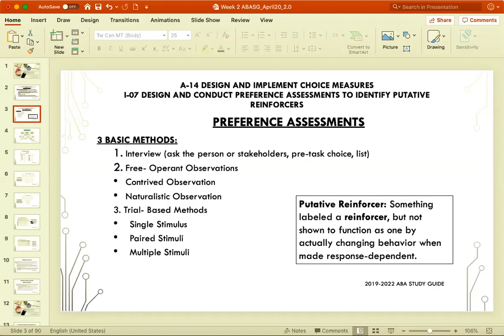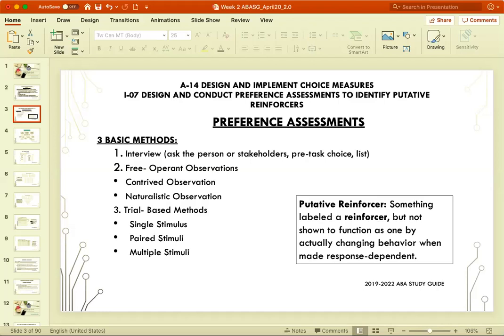Then we also have free operant assessments, which are contrived and naturalistic. And then we have trial-based methods: single stimulus, paired stimulus, and multiple stimulus. A putative reinforcer, just a little side note, is something that's labeled as a reinforcer, but not actually shown to function as one by actually changing behavior when it's made response dependent.